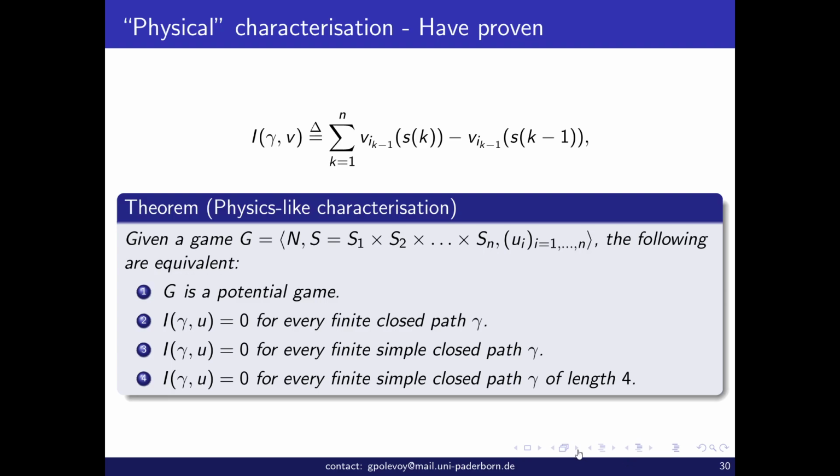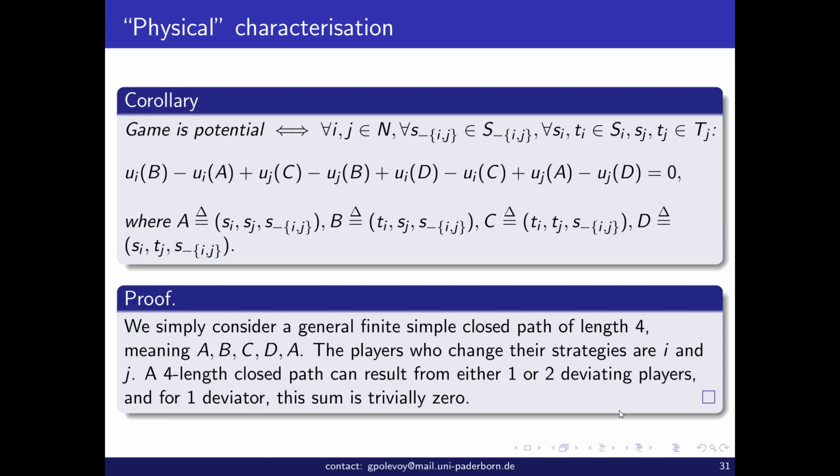Now we are going to also show a very simple conclusion from the fourth statement, that for every finite simple closed path gamma of length 4, I0 is equivalent to having a potential. And the conclusion is as follows. A game is potential if and only if for any two players I and J, for any sub-profile of the others S minus IJ, and for any two strategies for I and J, Si and Ti and Sj and Tj, the following sum is 0.